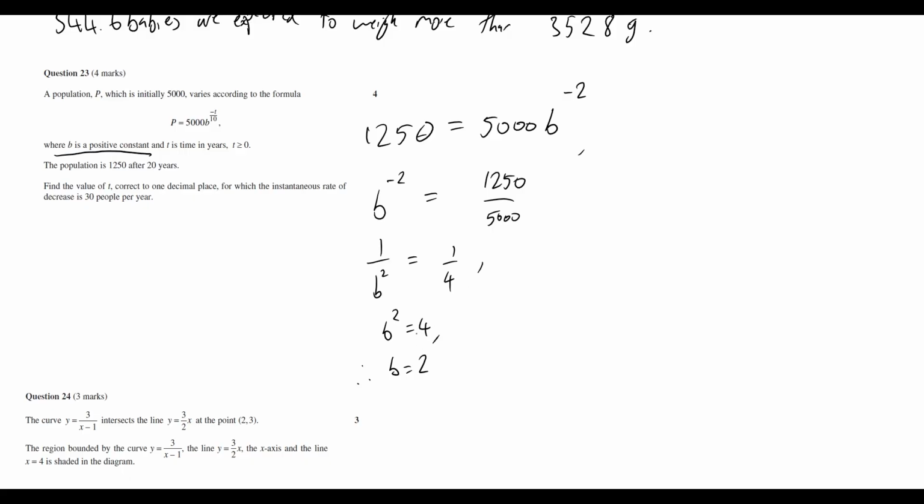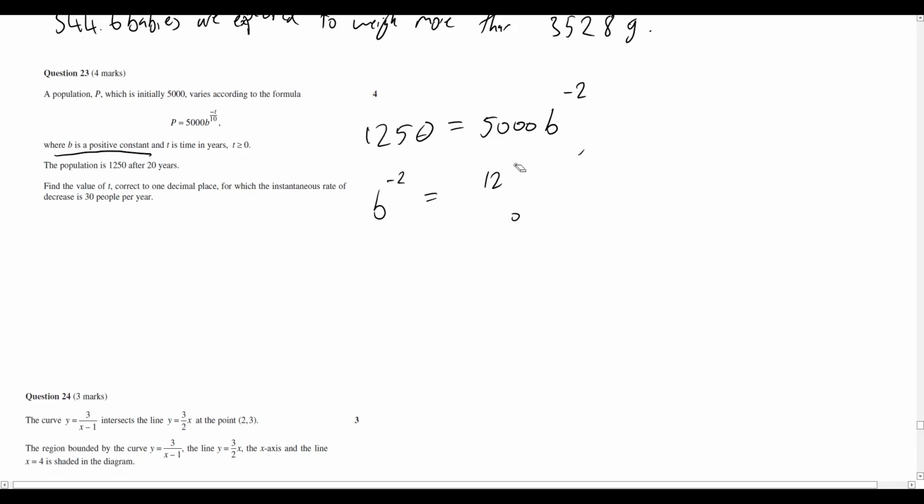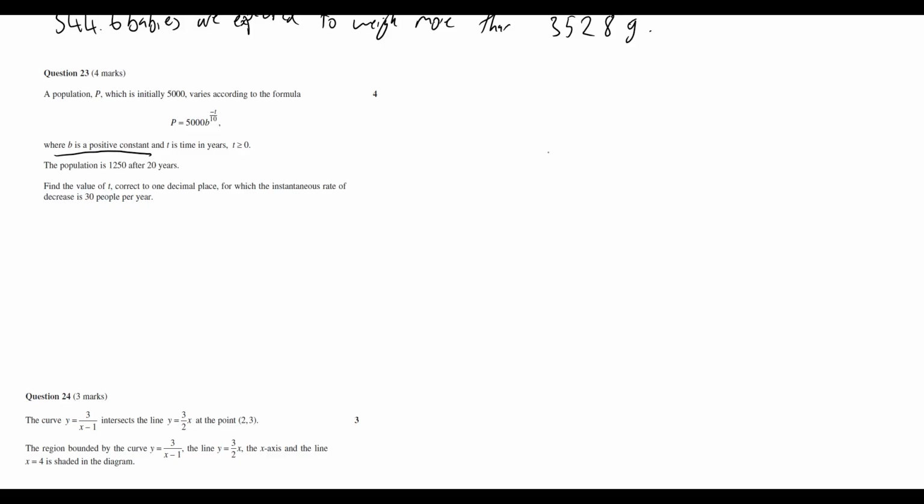Okay, so now we've figured out our b value. Let's quickly get rid of that, because as long as we know b, we will need a little bit more working out to get to our final value of t. In the actual exam, you do have about, I believe, pretty much an entire page of writing space to get this question done, as it is a little bit tricky. So b equals 2, we'll just note that down. All right, so now let's try and figure out t, correct to one decimal place, for which the instantaneous rate of decrease is 30 people per year.